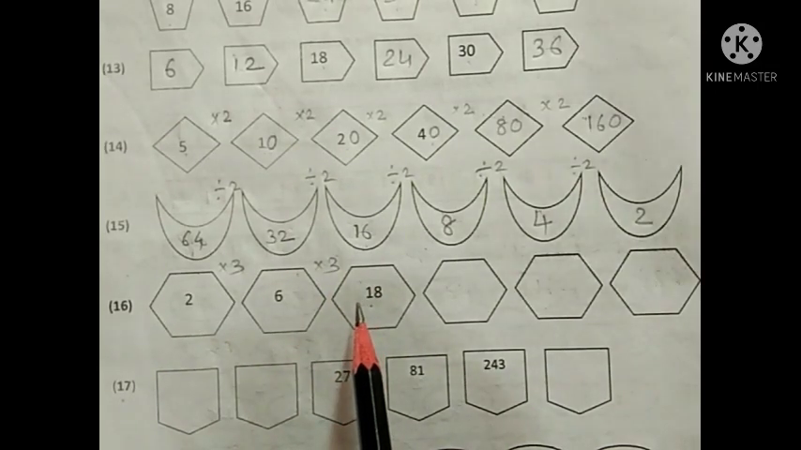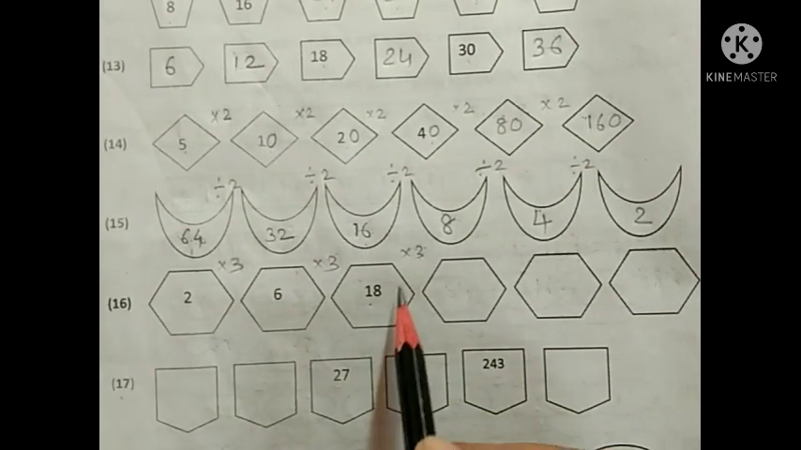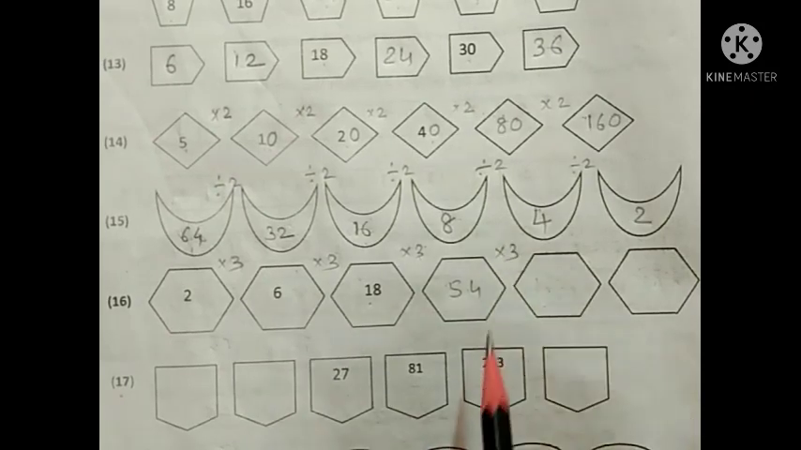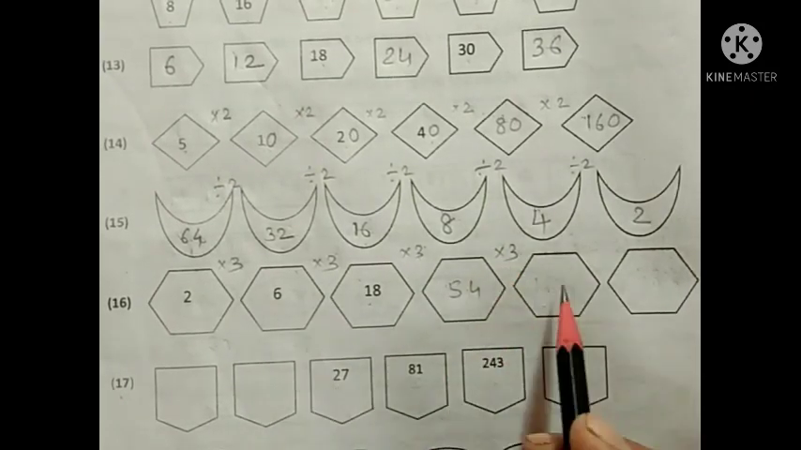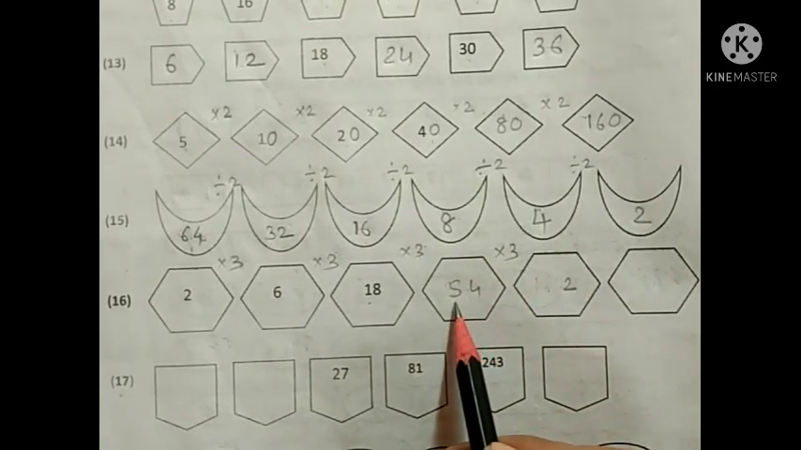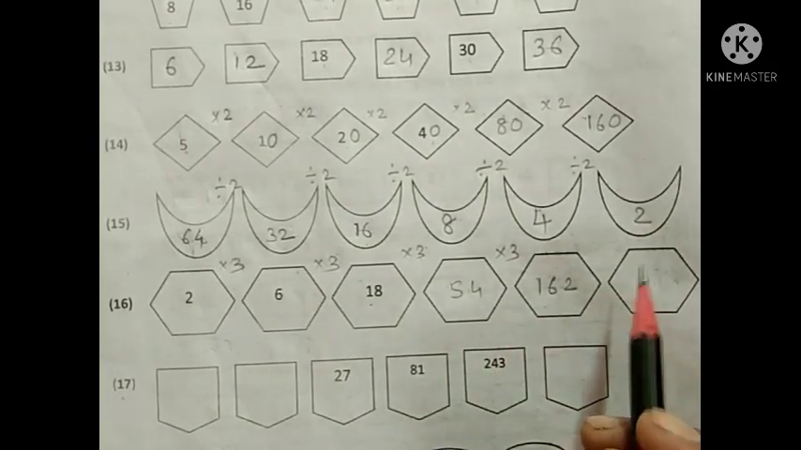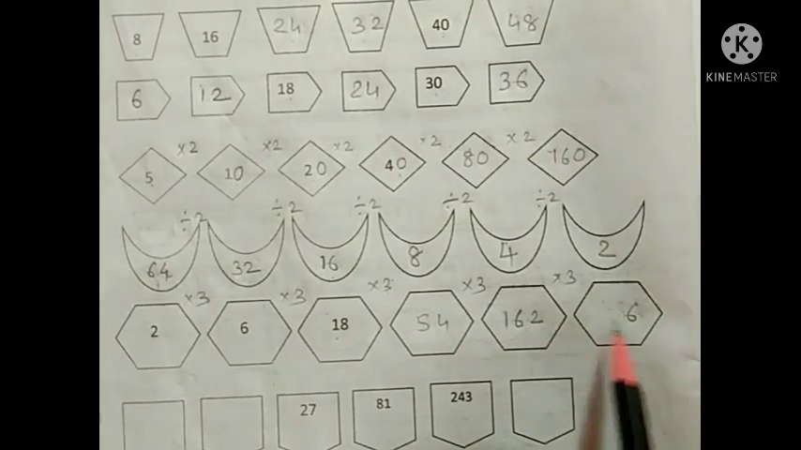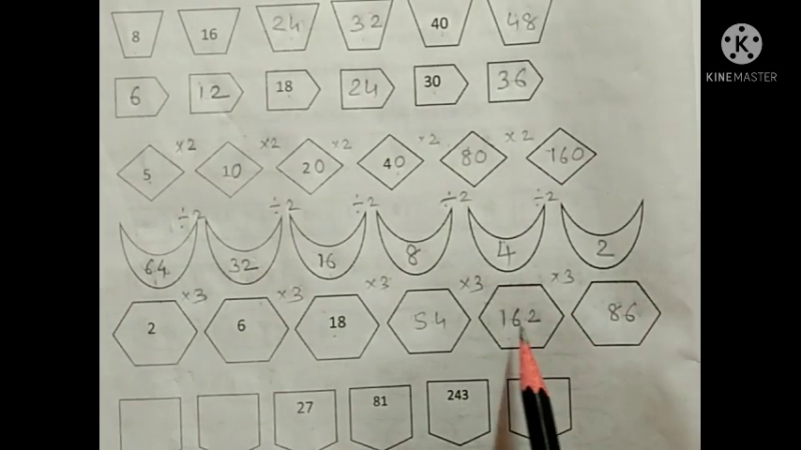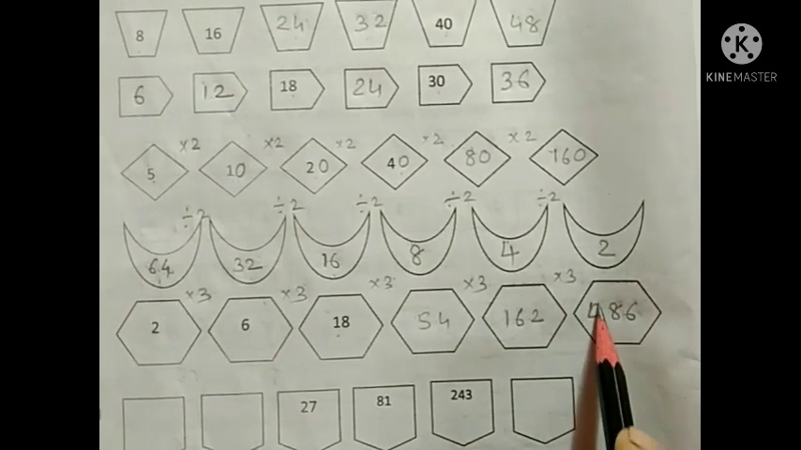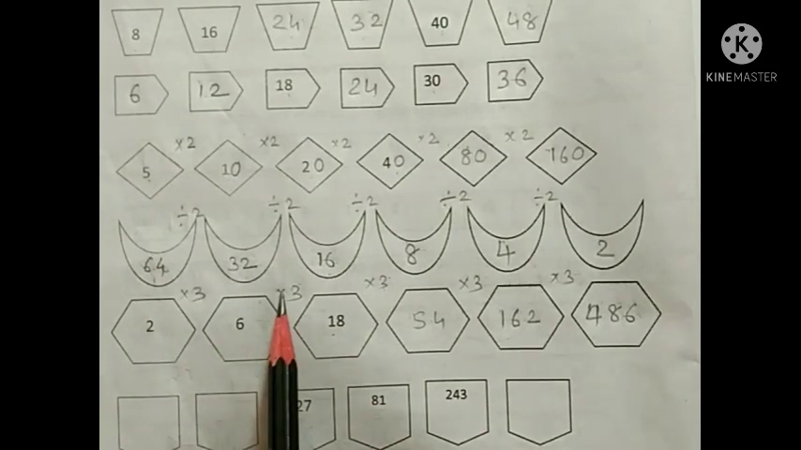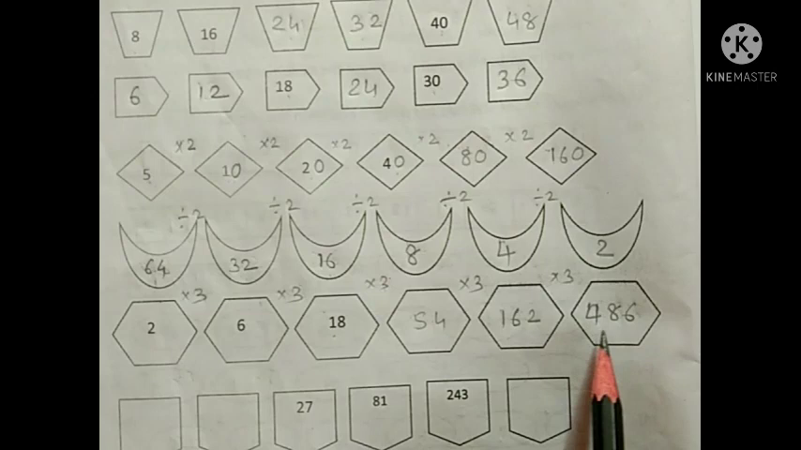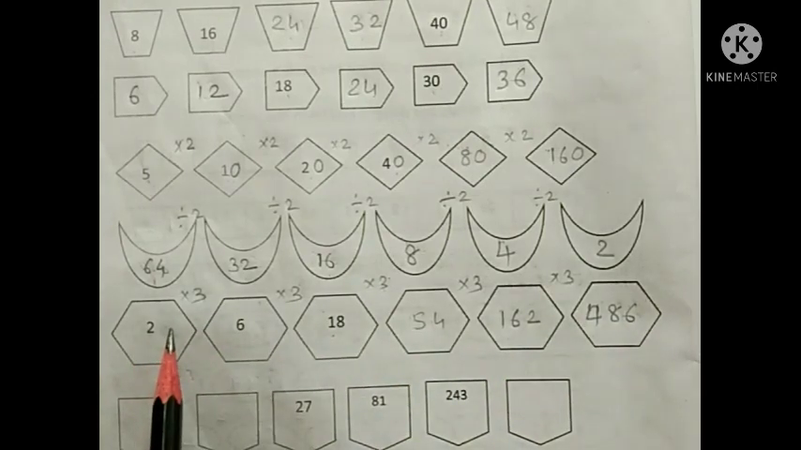So again 18 into 3: 18 into 3 is 54. Again you multiply this number by 3: 54 into 3, 3 4 is 12, 1 carry, 3 5 is 15 plus 1 is 16, so 162. Again 162 into 3: 3 2 is 6, 3 6 is 18, 8 and 1 carry, 3 1 is 3 plus 1 is 4, so 486. Okay, so 2 into 3 is 6, 6 into 3 is 18, 18 into 3 is 54, 54 into 3 is 162, 162 into 3 is 486. So you multiply by 3.